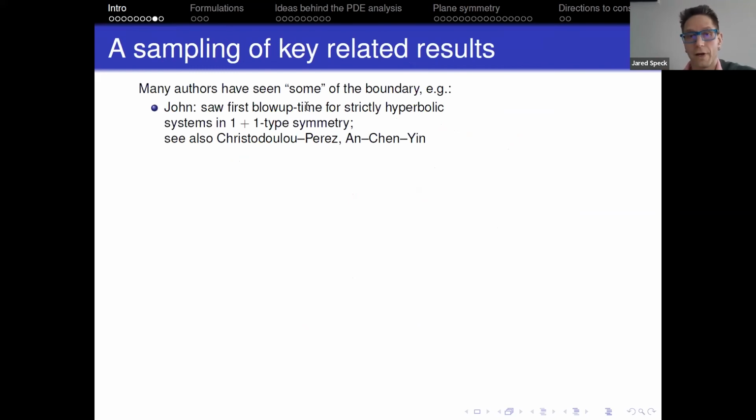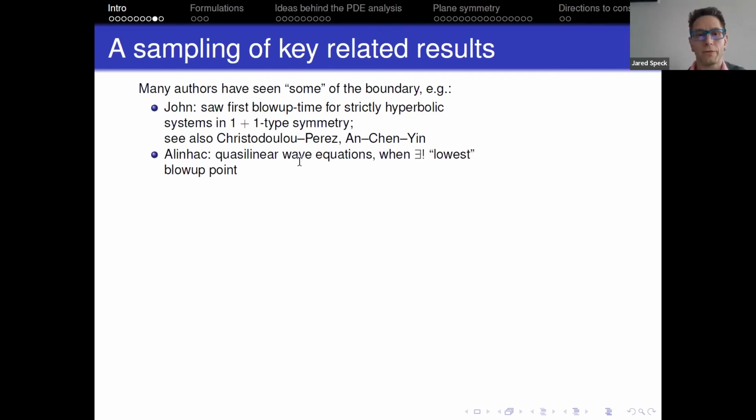And there have been a lot of recent works in 1+1 dimensions sharpening what Fritz John did. You can look at Christodoulou and Perez, and An, Chen, and Yin have been doing similar things for the equations of elasticity. These more recent works go beyond what John did, and they're more in the style of the pictures I'm drawing today. Again, these are in 1+1 dimensions.